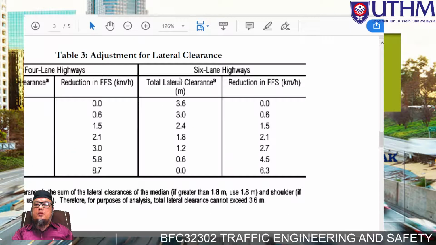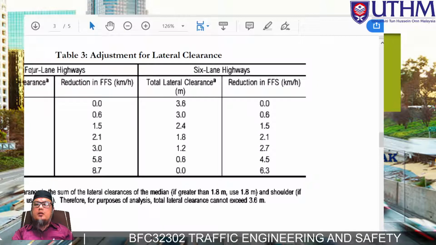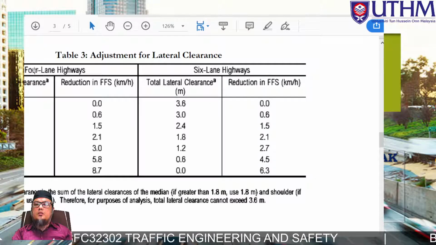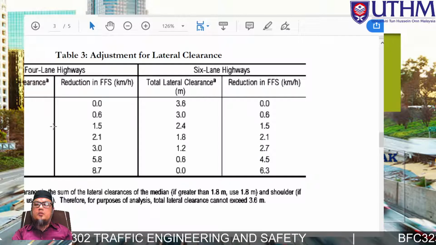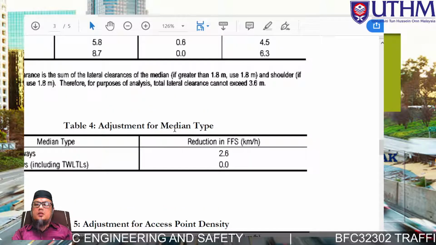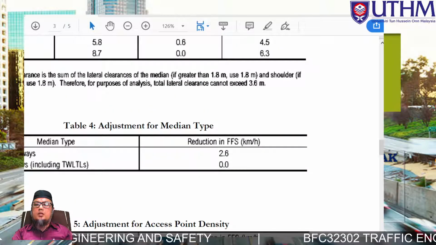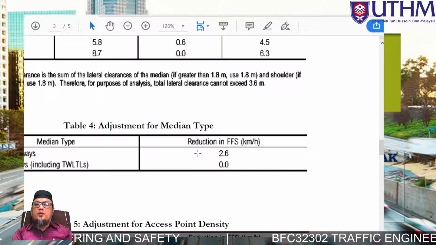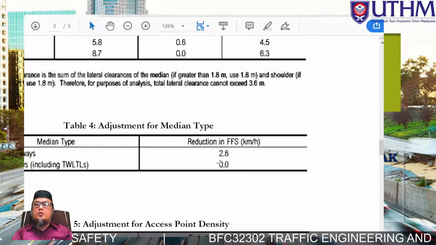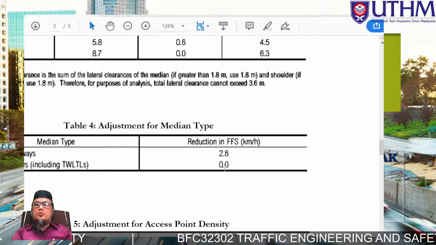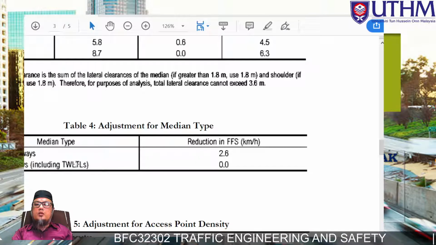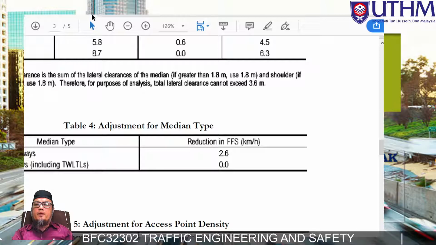This one is for lateral clearance. It depends on the number of lanes of the highway in both directions. Let's say for this lane, you refer to this column. So these are the median types. We have two categories of median type. If we have undivided, we have this value 2.6. If the highway is divided, we consider it as 0, including if they provide a two-lane right turn highway.